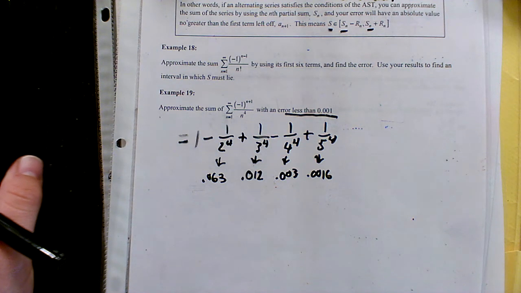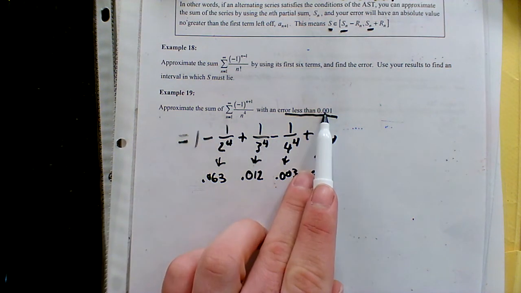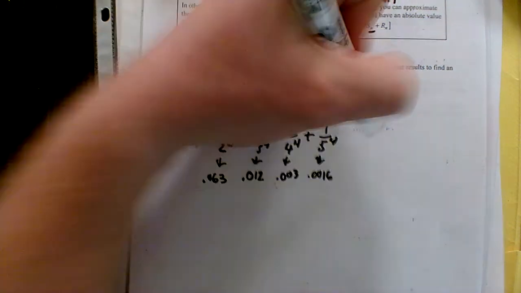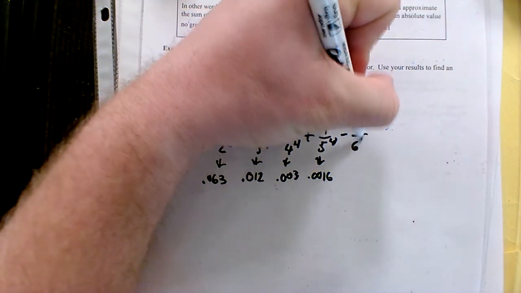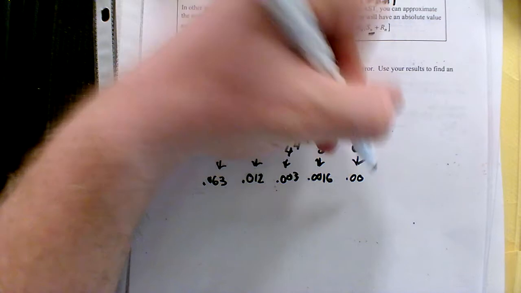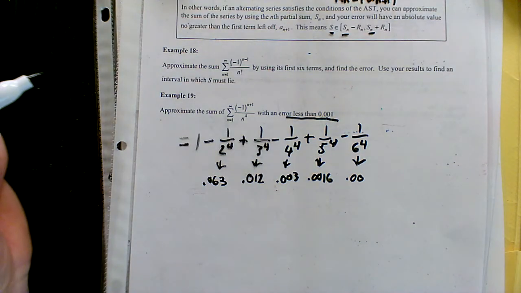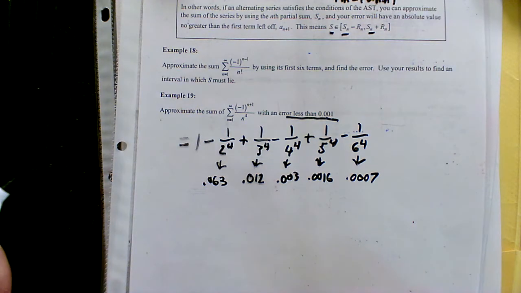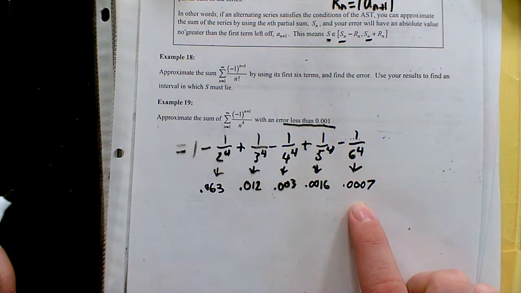So either 0.002 or 0.0016. Are we less than this yet? We're really close though, huh? So we need to go one more term and check it. So minus 1 over 6 to the 4th. And hopefully this one has an error less than 0.001. What did you get, Abby? 0.0007. Yes. So we know this term here is less than 0.001.